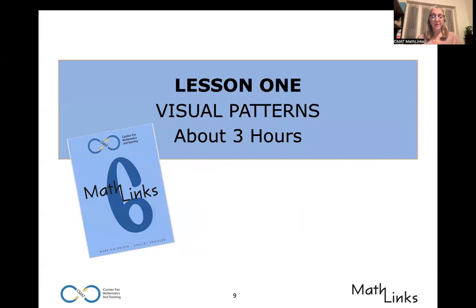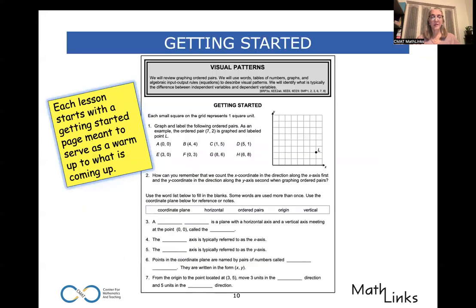Just to let you know, this packet has 3 lessons. So now we are ready to look at our first multi-day lesson. This lesson will take about 3 class hours. Each new lesson begins with a getting started page, which introduces goals and warm-up problems. In this case, doing more formal work with the coordinate plane and vocabulary.